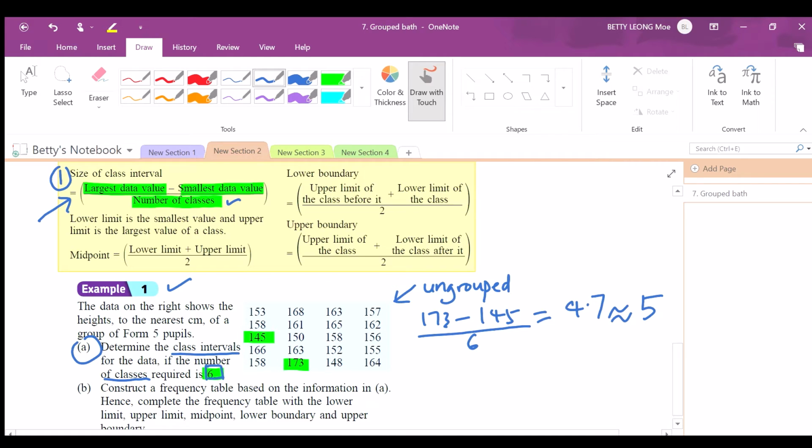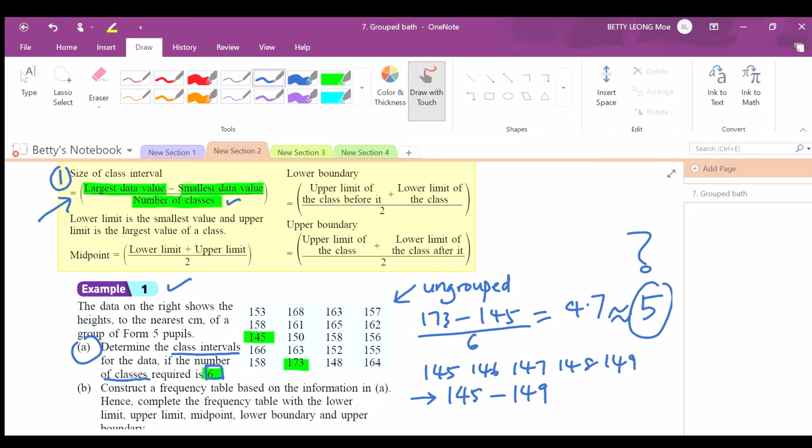What does this 5 mean? Your first number is 145, so you have 5 numbers in that interval: 145, 146, 147, 148, 149. So your class will be 145 to 149. There is a range for each class with the same interval.